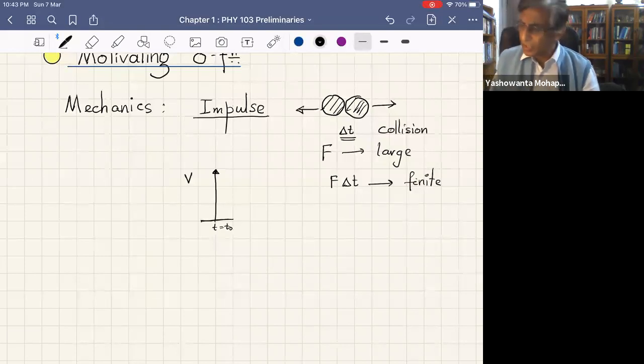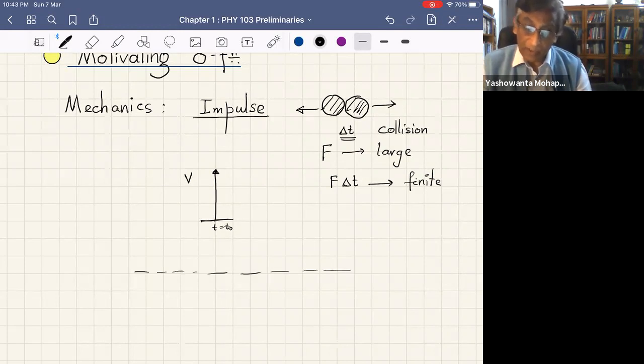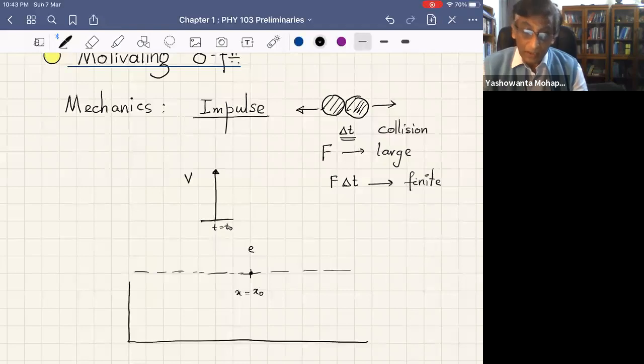Let me give another example of where this is physically used. It is actually used in physics very, very often. Suppose I say that there is an axis, and at x equal to 0 there is an electron. Let's say there's an electron at x equal to x naught. All right, and then I want you to plot the mass density rho m as a function of x, and nowhere else is anything there.